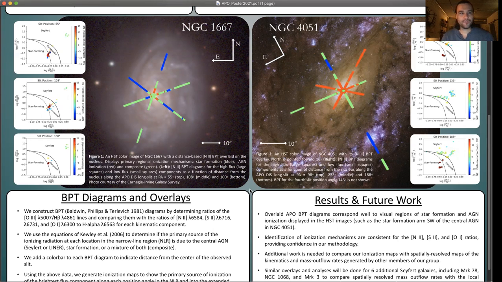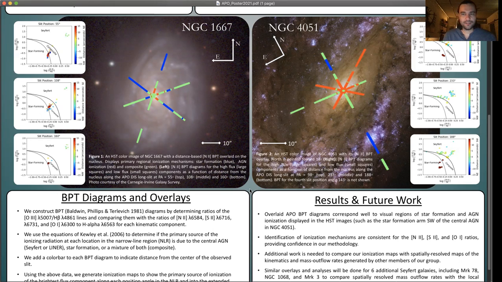And so for the three slits from APO for NGC 1667, you can see that they are overlaid onto HST images with accurate spatial scales to show that the AGN in red is usually found towards the center and sometimes farther out, as in the case of 4051. The blue indicates star forming regions and the green is composite or mixture of both.